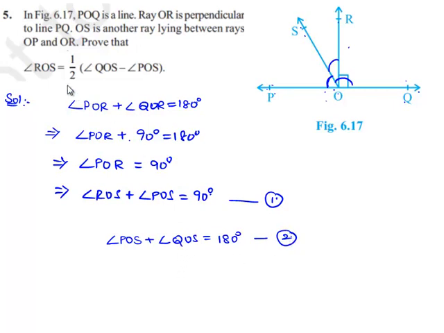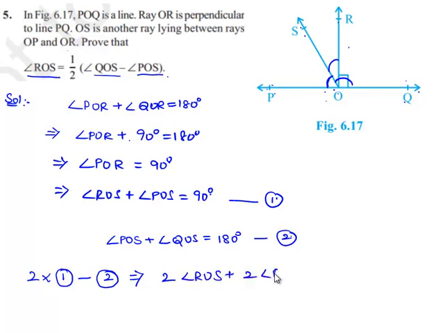Now, in order to make the equation in terms of ROS, QOS and POS, we need to multiply equation 1 with 2 and subtract equation number 2 from it. That implies 2 times angle ROS plus 2 times angle POS is equal to 180 degrees, that is equation number 1, minus equation 2, angle POS plus angle QOS is equal to 180 degrees. Now on subtraction, the signs change for each term.